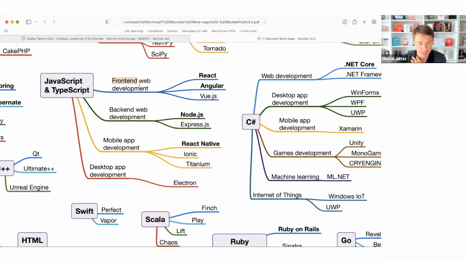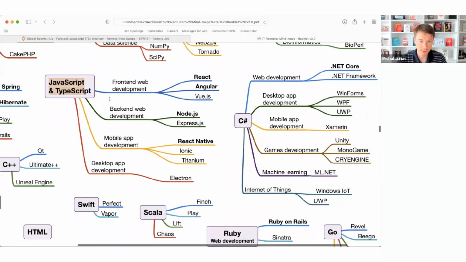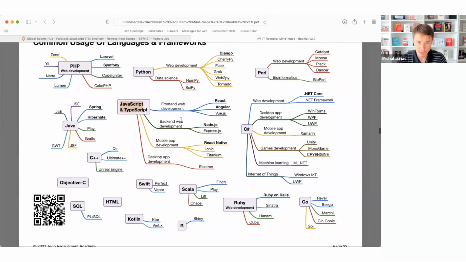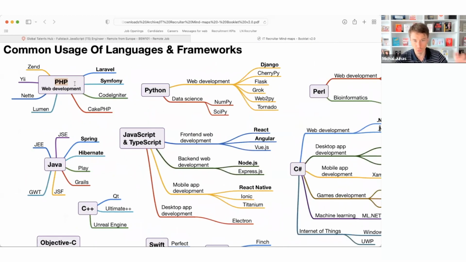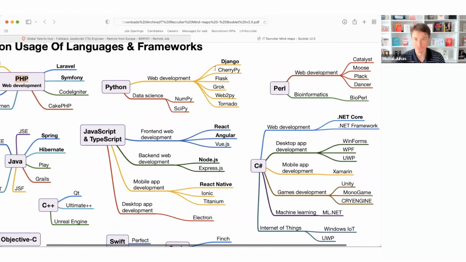The front-end development frameworks include React, Angular, Vue.js. The back-end development frameworks include, for example, Node.js and Express. But why do I have JavaScript and TypeScript in one box? Because they are very similar. In other programming languages, as you can see, there is one programming language and different frameworks around. Python, different frameworks. Perl, different frameworks.